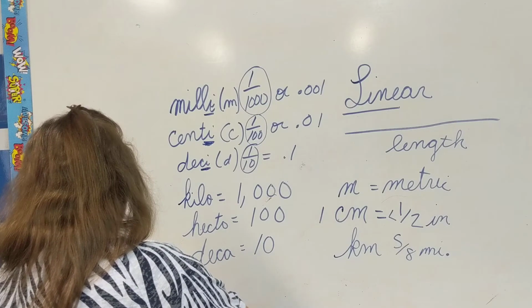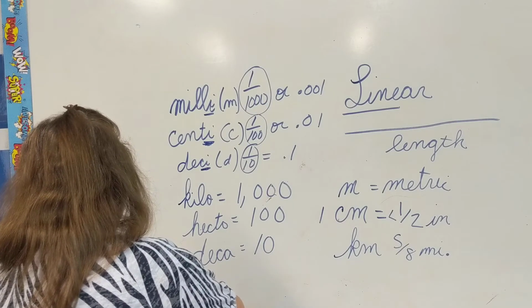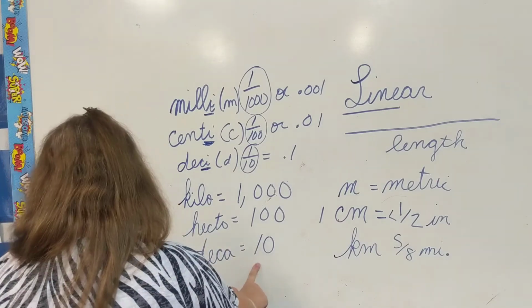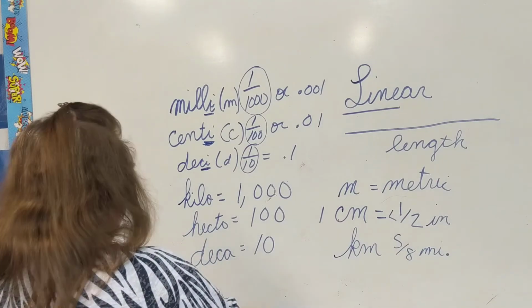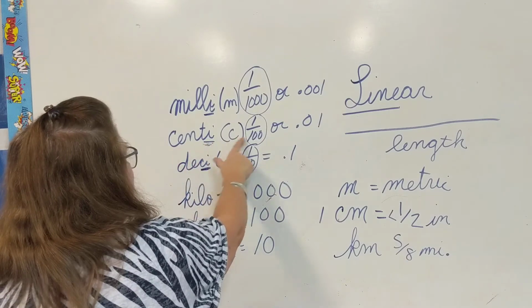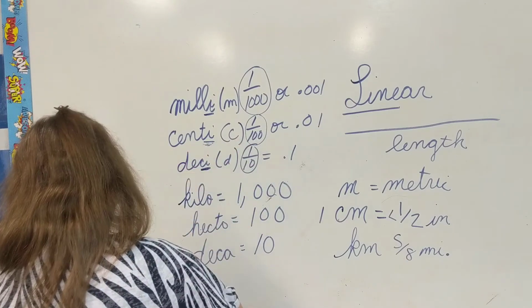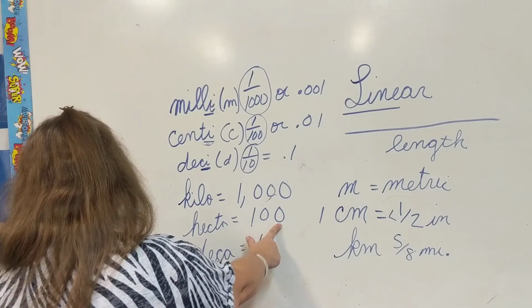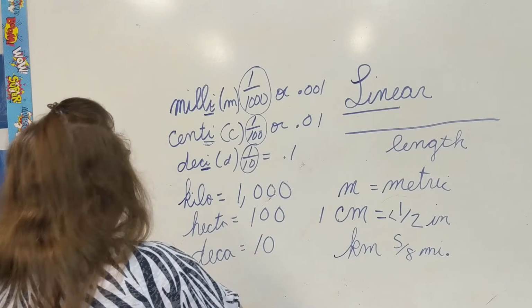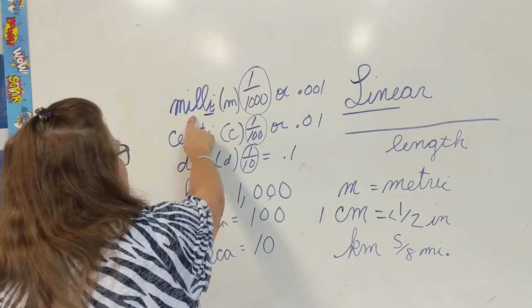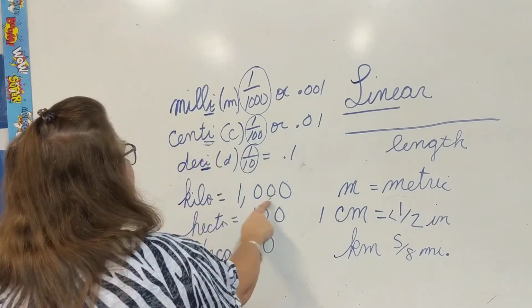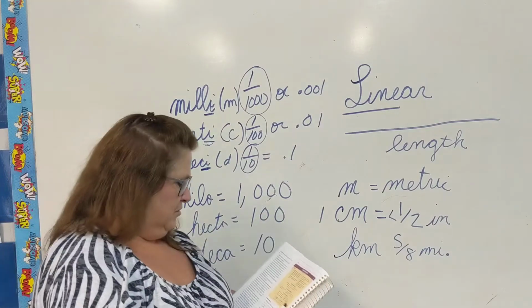Going straight across, 1 decameter is 10 meters. 1 meter is 100 centimeters. 1 hectometer is 100 meters. 1 meter is 1,000 millimeters, but 1 kilometer is 1,000 meters, okay?